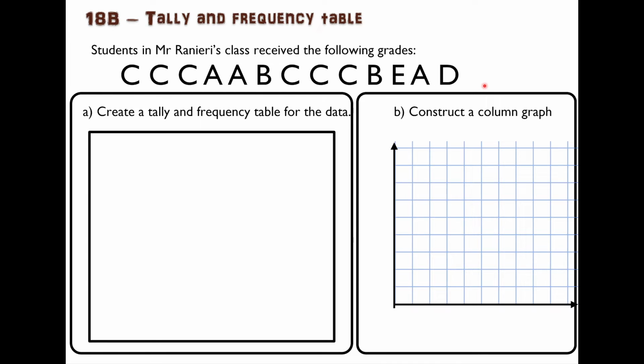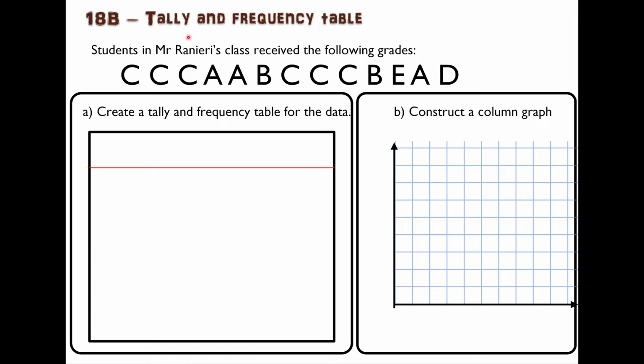Welcome! Let's learn about tally and frequency tables. As an example, we've got some example data here of grades. Students in Mr. Ranieri's class, can't even pronounce my own name, received the following grades: C, C, C, and so on. To analyse this data, we can analyse it a few different ways. You can imagine if there were lots and lots of grades, just not in any order like this, then it's useful to draw up a table.